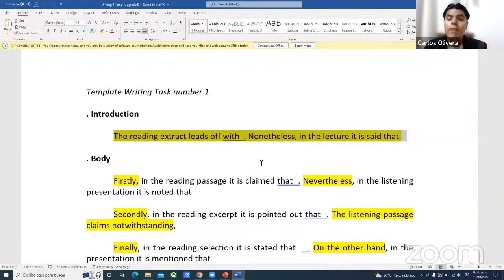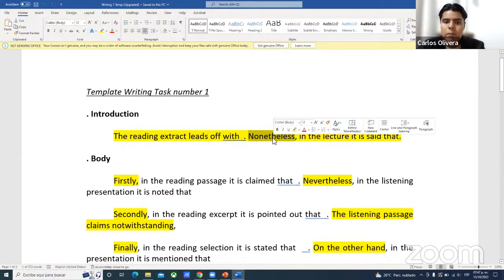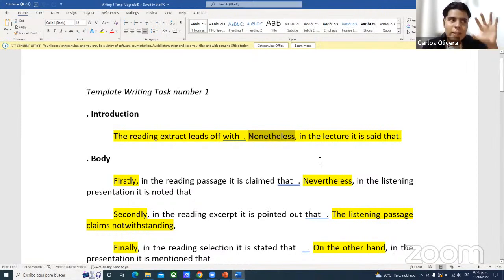The reading passage leads up with, and we summarize the reading passage, and then we use a connector. Remember that you have an exercise to do about connectors, right? That is in the WhatsApp group. Nonetheless, "sin embargo". In the lecture it is said that, so we are opposing, we are contrasting. Here we had left, but here we had right, and so forth and so on. As I say, this is always going to be repeated, okay? But nonetheless, let us continue.